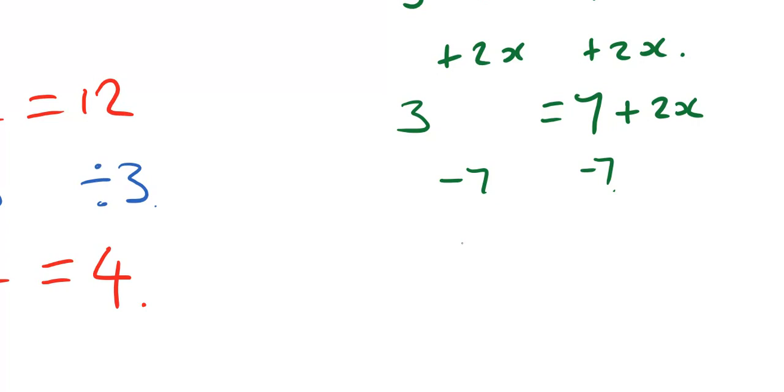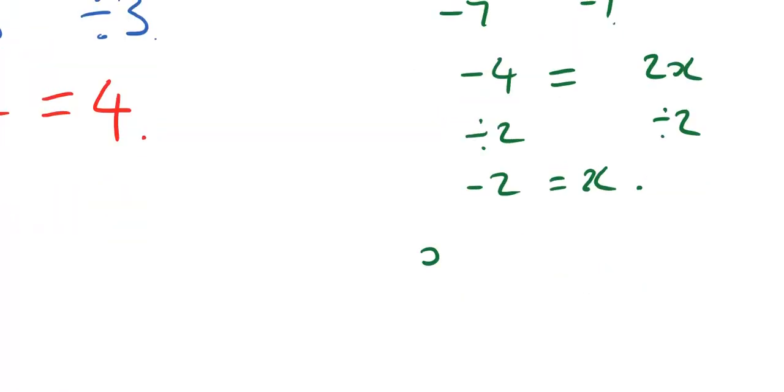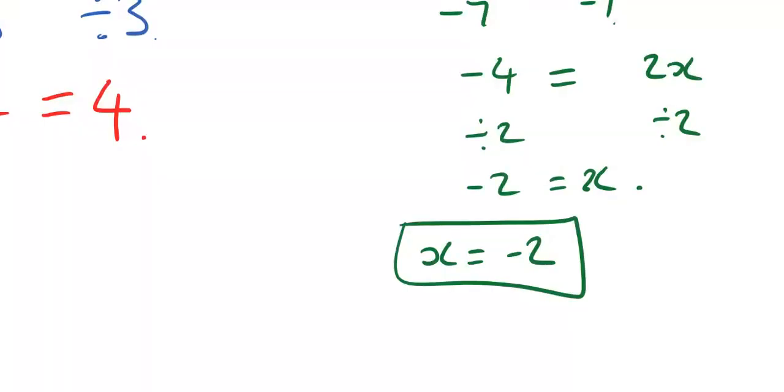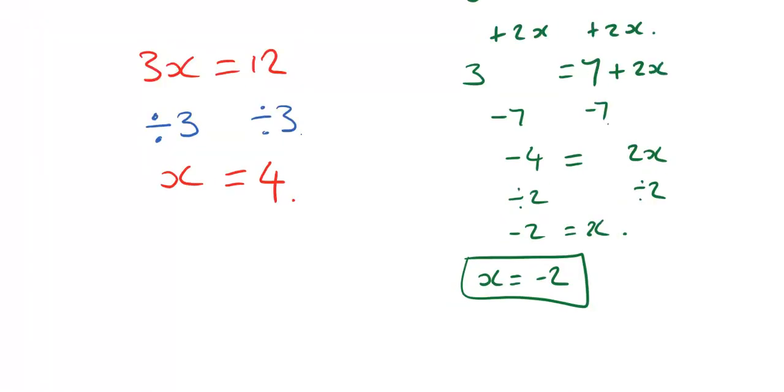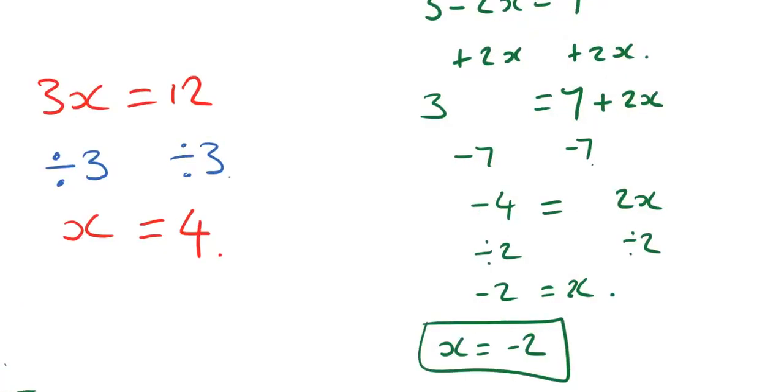So 3 take away 7 is -4. And I'll just be left with the 2x on the right-hand side because I've already got rid of the 7. Now I want to divide by 2 because I'm still trying to get x on its own. So I'm going to have -2 is equal to x. Now I'm kind of finished there. It is standard practice to write the x on the left-hand side, so I will. X is equal to -2, but it helped me to move that x to the right first and then move things around afterwards.